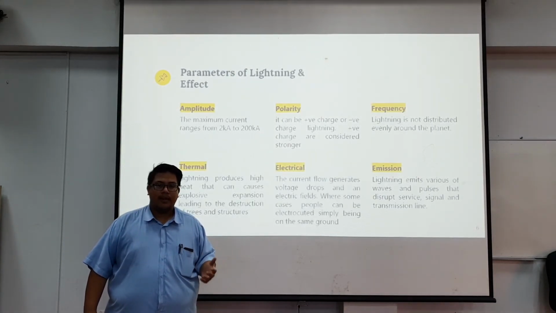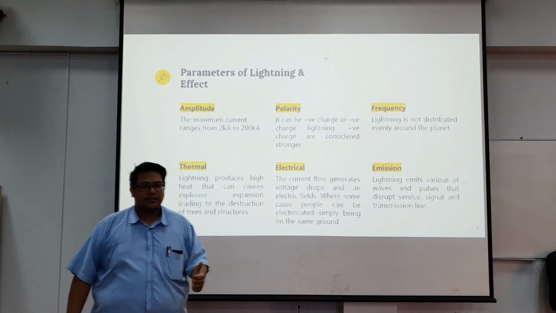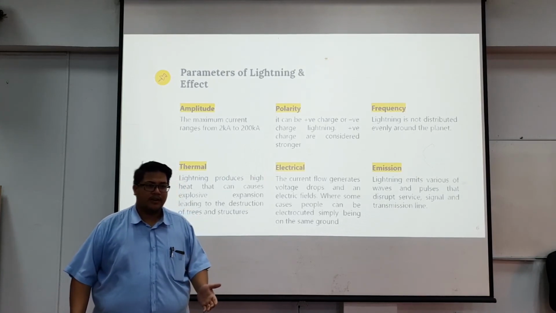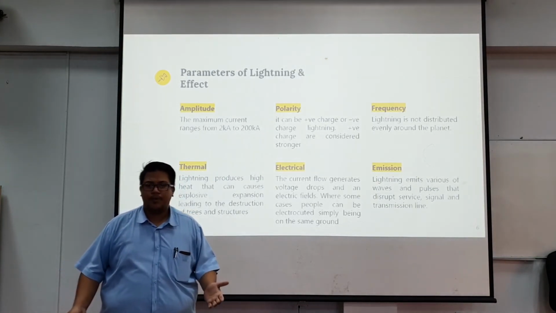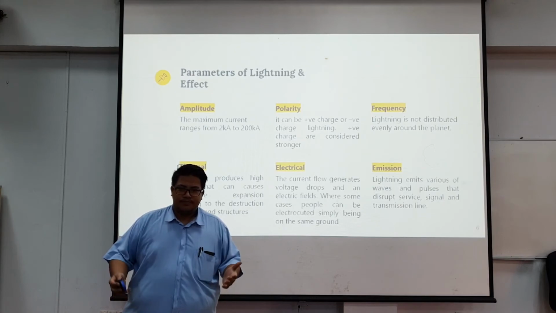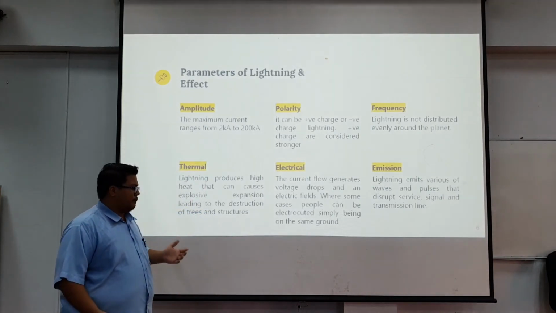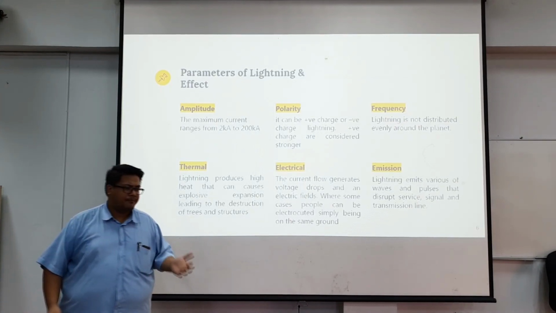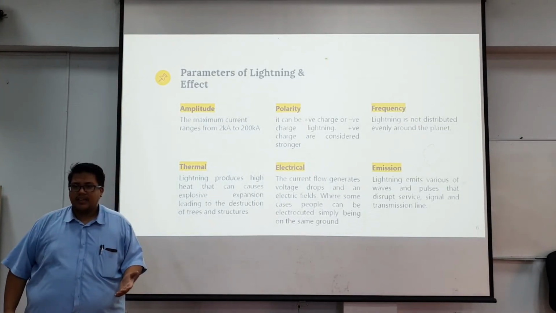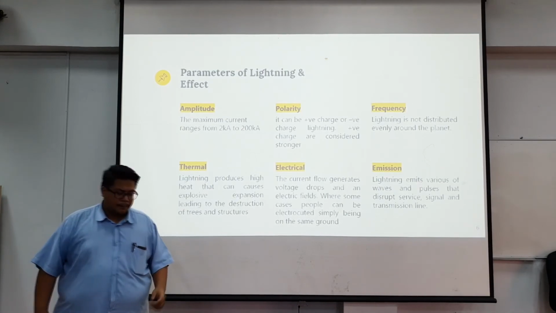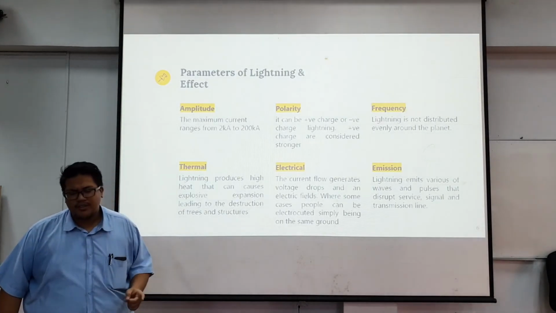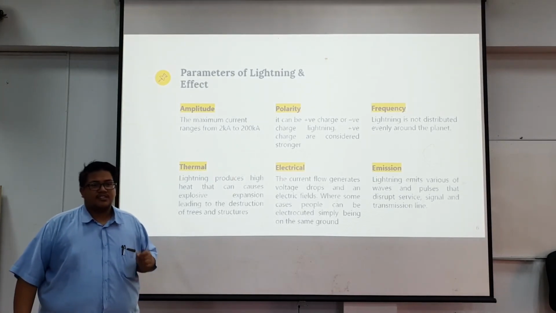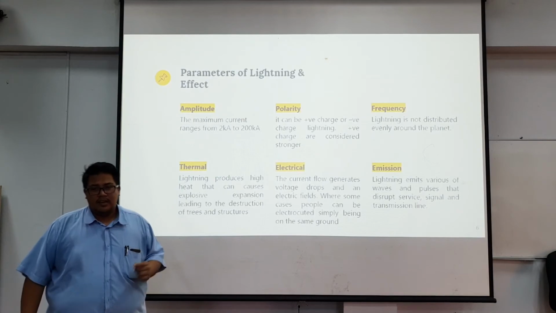When talking about lightning, there are three parameters that we need to understand. First and foremost, the amplitude, the size of the strike. It can carry a current ranging from 2 kiloamperes to upwards of 200 kiloamperes. Other than that, lightning can have different polarities. It can be positively charged, and it can be negatively charged. But a positively charged lightning is much more dangerous and considered stronger compared to a negatively charged lightning.